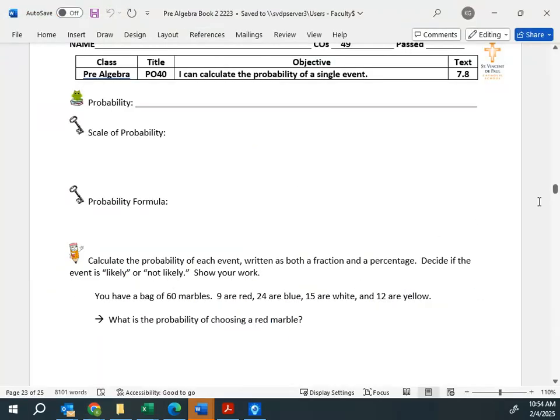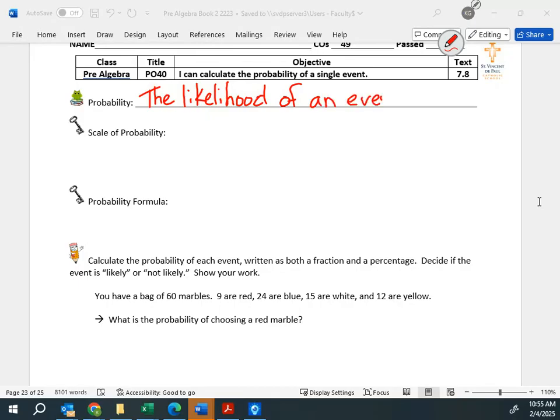Good morning. Today we are continuing working with probability. We are doing PO40. I can calculate the probability of a single event. So probability is the likelihood of an event occurring. We have our scale of probability. I believe we talked about this last week. Yep. So we talked about that definition and our scale of probability. It's not important. We're going to write it again so we truly remember this.